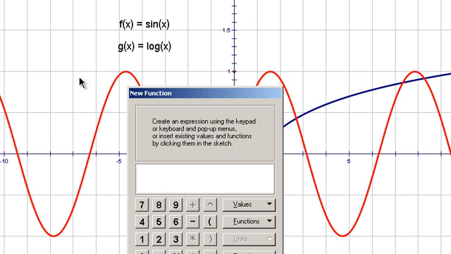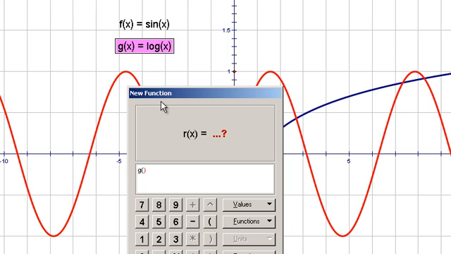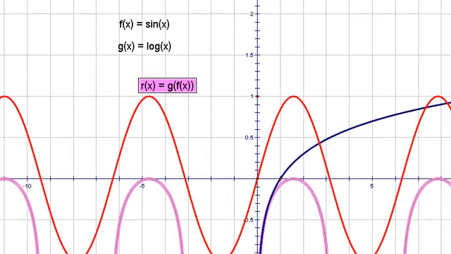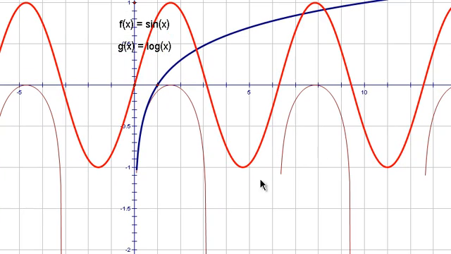So I'm going to take the log function and I'm going to compose it with the sine function. So I'm going to take the log of the sine of x, and I wonder what it's going to look like. Oh my goodness, this is a weird animal. So if I have a look at it, unfortunately this should continue forever, but Sketchpad actually chops this off.